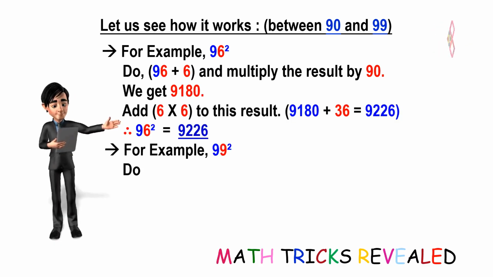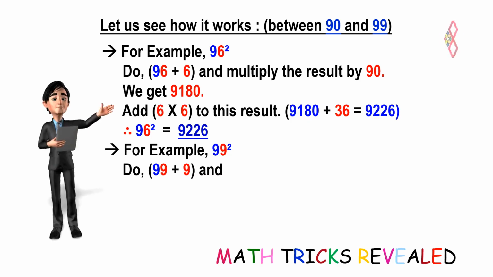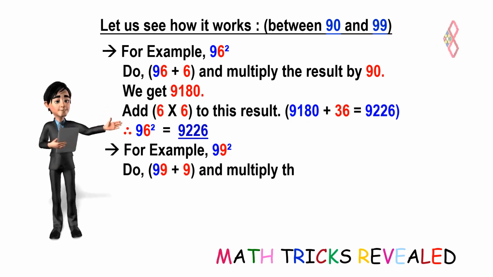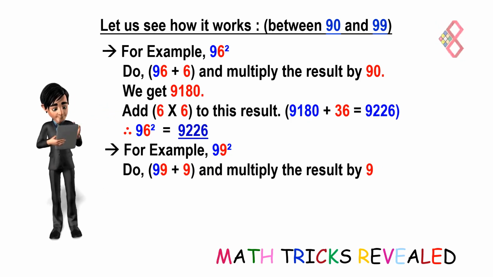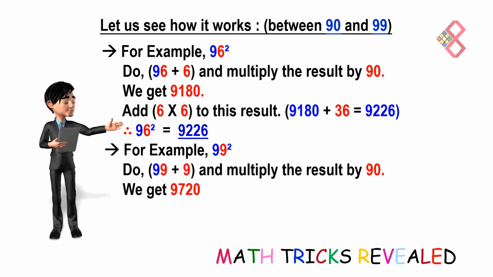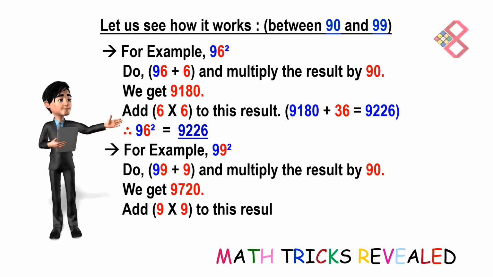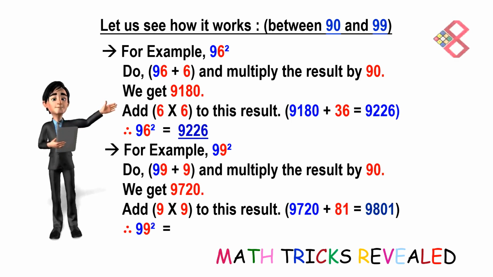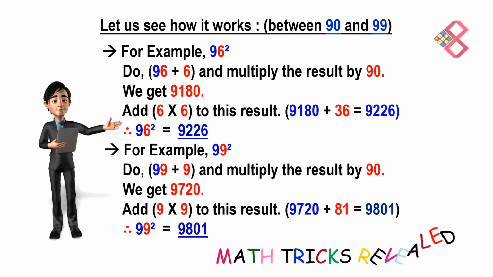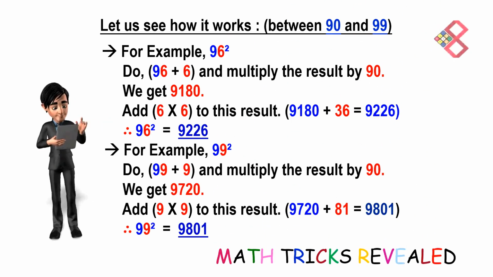For example, we take 99 squared, add 9 to 99 and multiply the result by 90. We get 9720. Add 9 times 9 to this result. We get 9720 plus 81. 9801. 99 squared is equal to 9801.